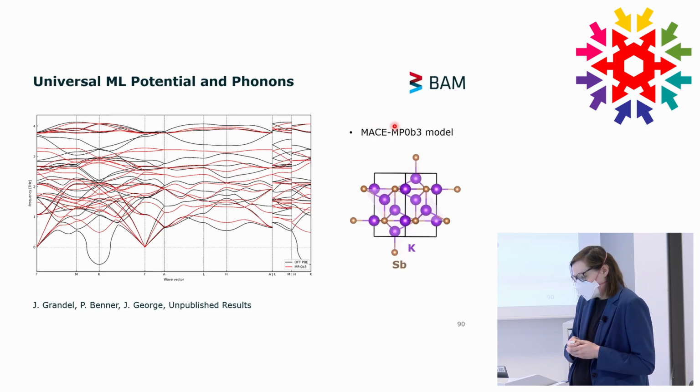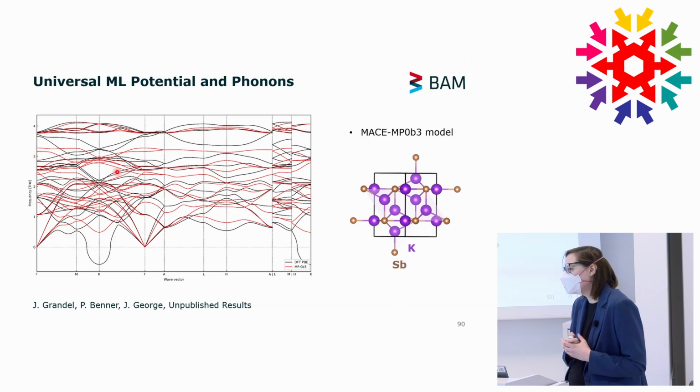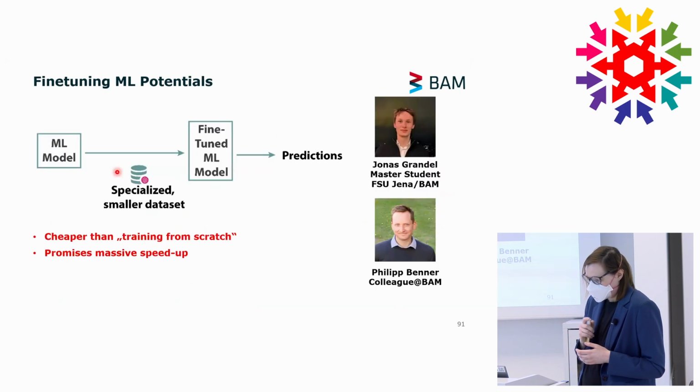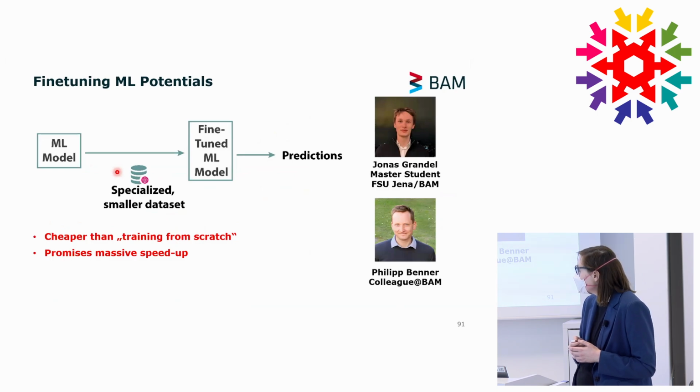So we took this MACE-MP-0 model and took one crystal structure that we are interested in. As you can see, for this specific crystal structure, for example, imaginary modes are not covered very well, so it could use some improvement, right? Therefore, the fine-tuning approach is something that we and many others have been interested in, where you take the original ML potential, add a smaller, more specialized dataset, and adapt the weights of your ML model to that smaller dataset to get a new one out.